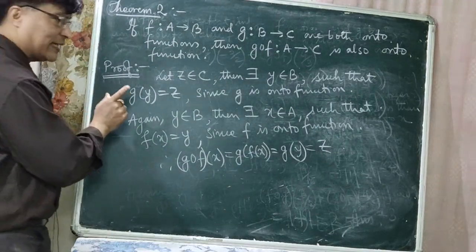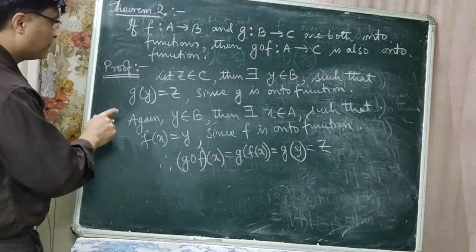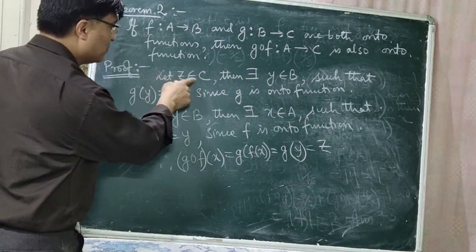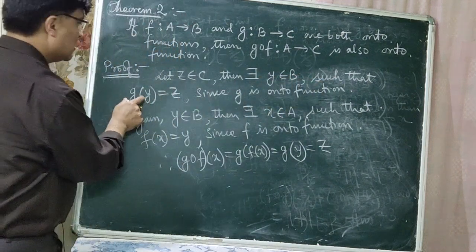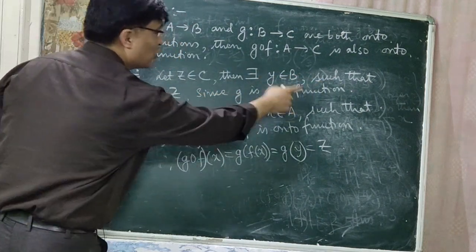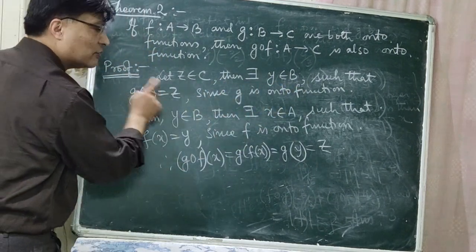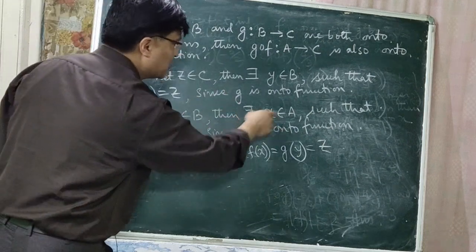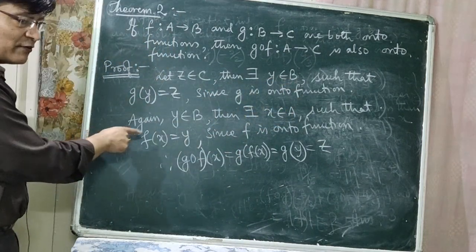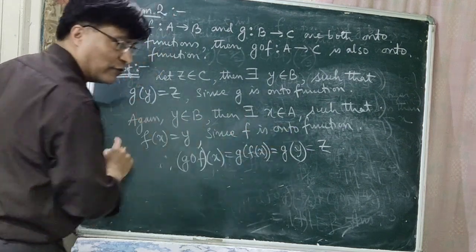So here we have written that, let z belong to the set C, there exists y belongs to the set B such that g of y is equal to z. Since g is an onto function, you can write g of y is equal to z. Here also y belongs to the set B, then there exists x belongs to the set A such that f of x is equal to y. We can write this down because f is an onto function.